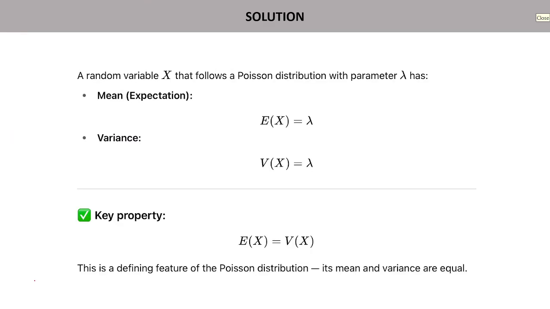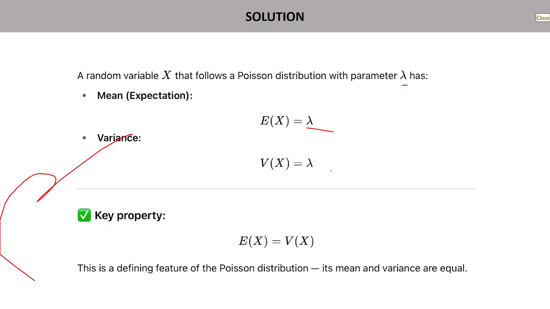Now, according to the question, if a random variable x follows a Poisson distribution with parameter lambda, then the expectation, the mean, will be lambda, and the variance will also be lambda. So this is the property of the Poisson distribution.